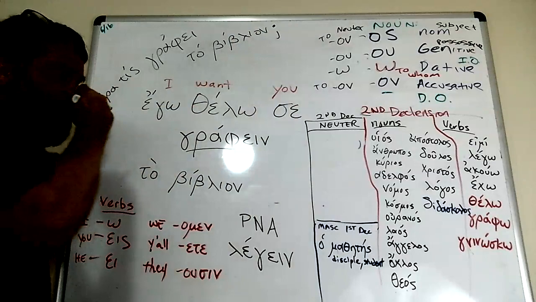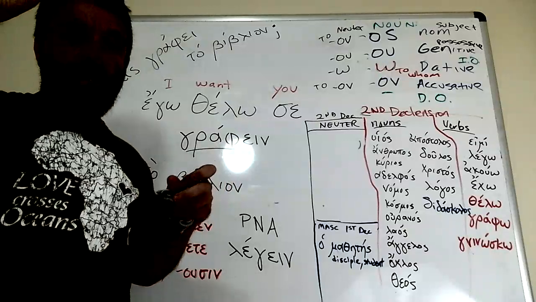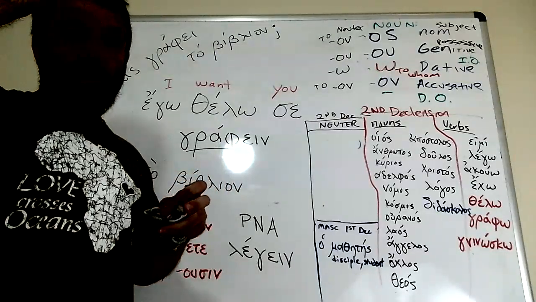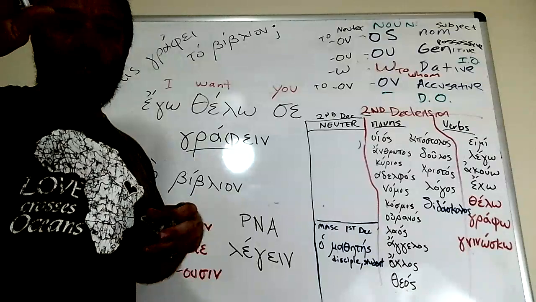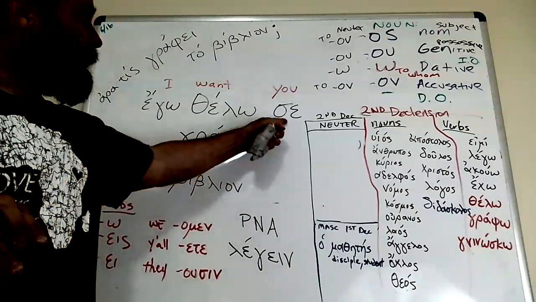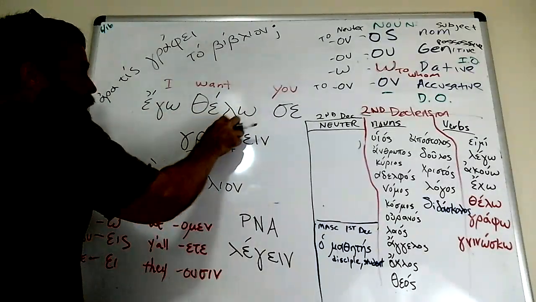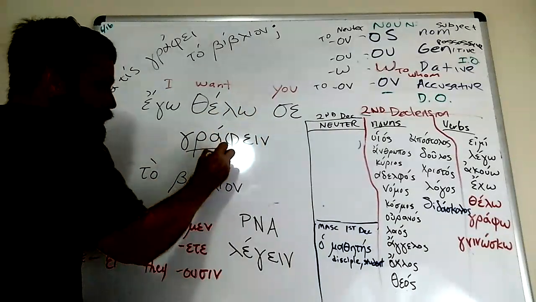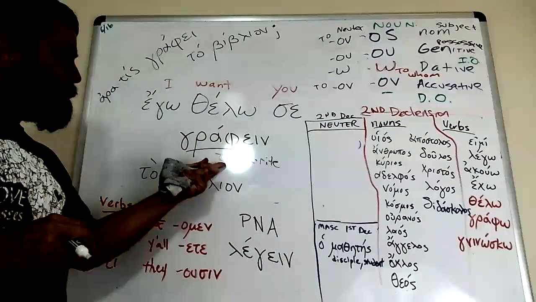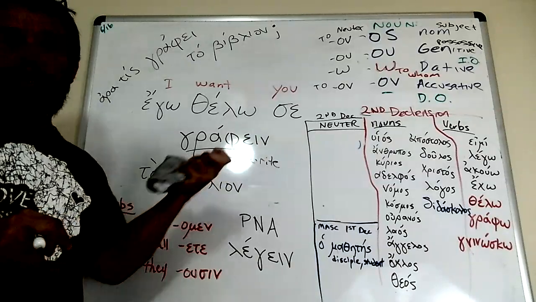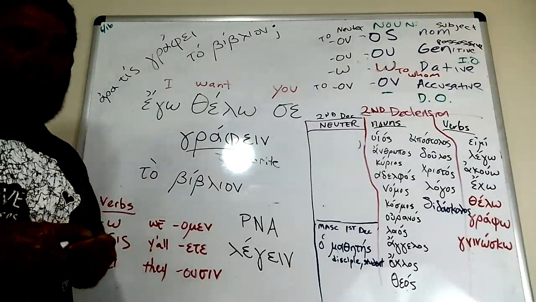We're going through the pronouns for the second person singular. It starts out su, and then its genitive would be sou. They sound similar, spelled differently. Then the dative would be soi, and then the accusative would be se. We were looking at an example of that: ego thelo se, I want you. This is the accusative. Ego thelo se graphein, so that means to write. Basically, an infinitive is where you take the verb and put the preposition "to" in front of it, and you say to write, to do, to go, to speak, whatever. That's how we do it in English.